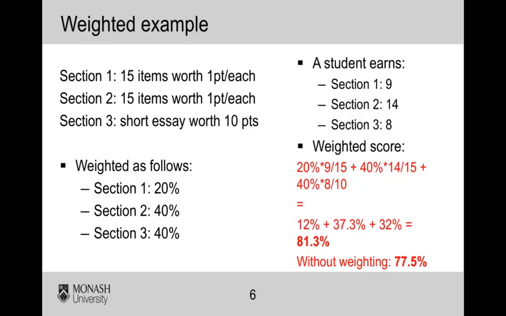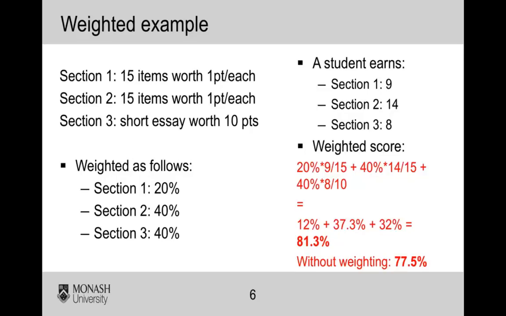So here's an example for you. This test has 3 sections, or assessment task has 3 sections. The first and the second are worth 15 points with 1 point each. And this information here may be in a scoring guide. So if you're going to weight things, you need to describe this in your scoring guide so that anyone could pick up your test and be able to score it, and we'd all get the same marks because we understand the scoring and how it's working.